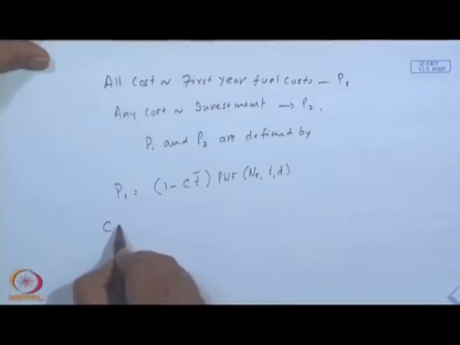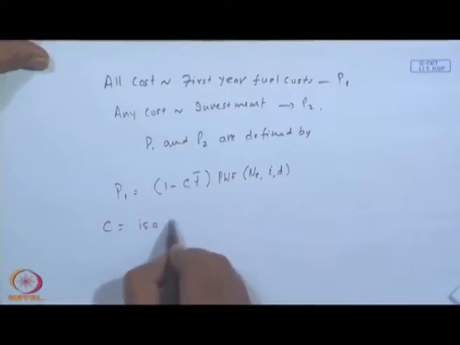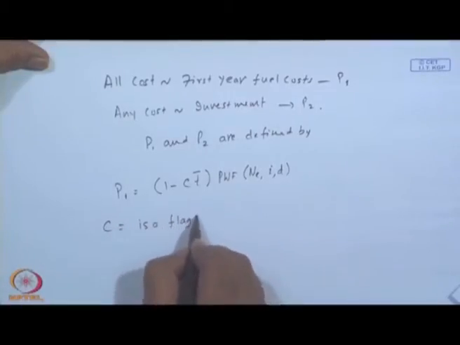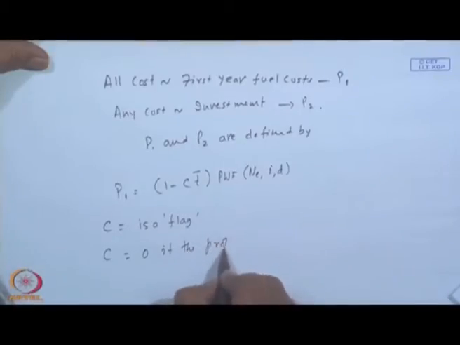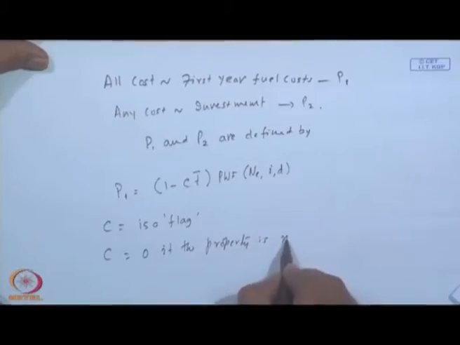C is a flag, C equal to 0 if the property is non-income producing.